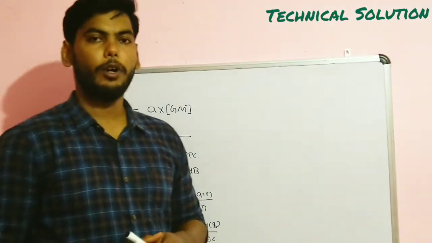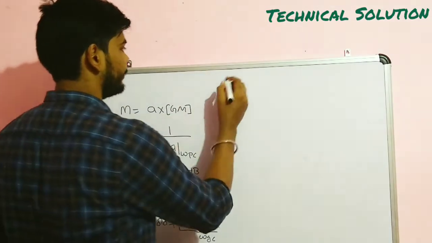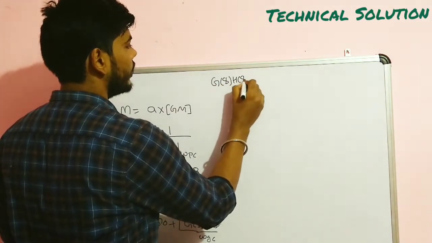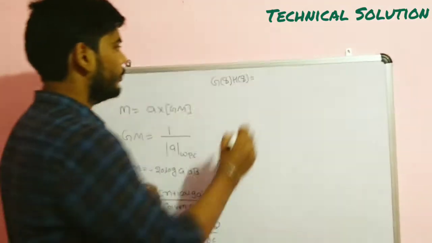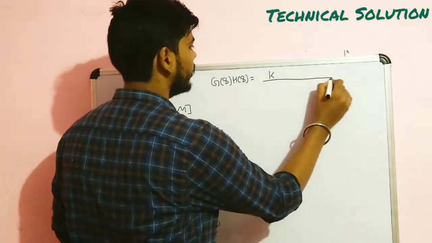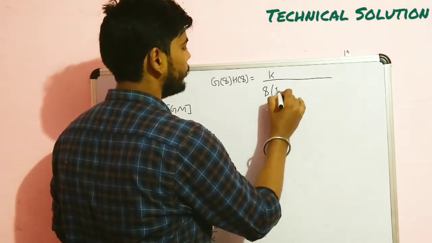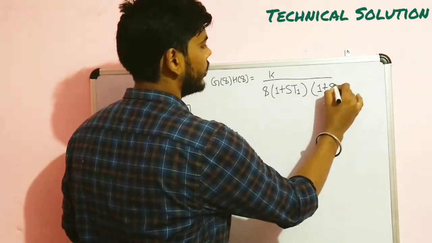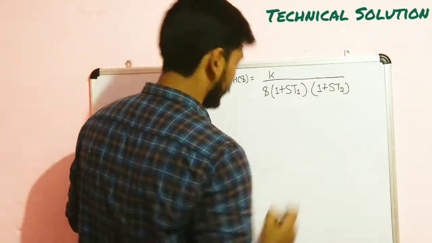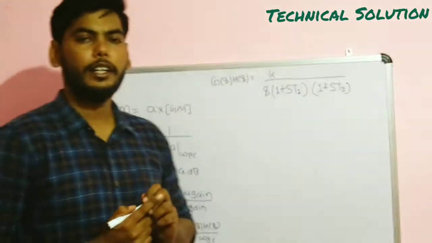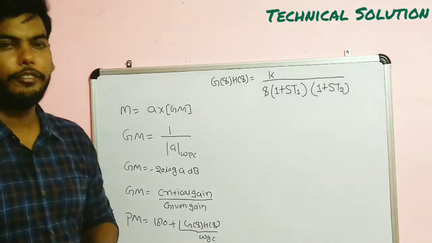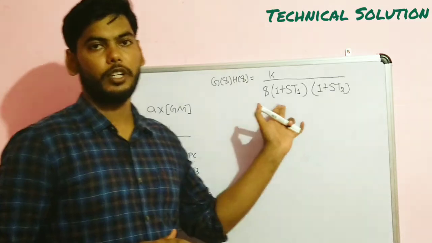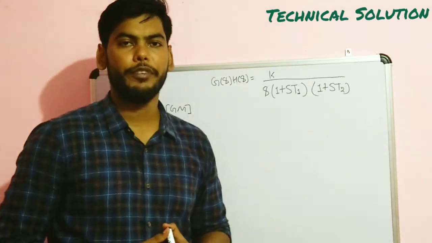Suppose we have an open loop transfer function G(s)H(s) equal to K upon s(1 plus sT1)(1 plus sT2). We see another concept of gain margin and phase margin. The open loop transfer function is a minimum phase system.